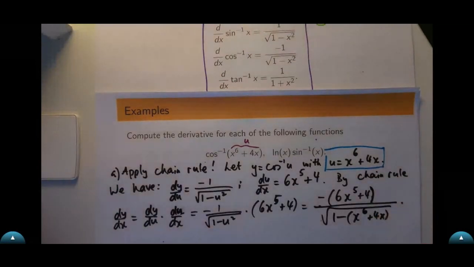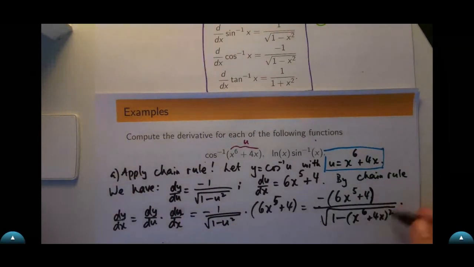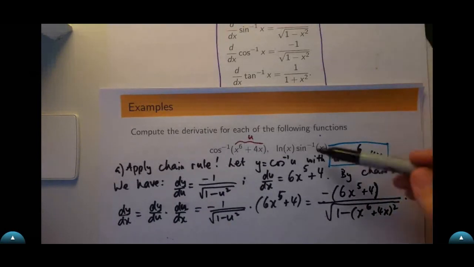That, all squared, sorry. Cool. Okay, I'm not going to simplify that. I think that's fair enough. And for part B, you've got a product. So let's apply the product rule.